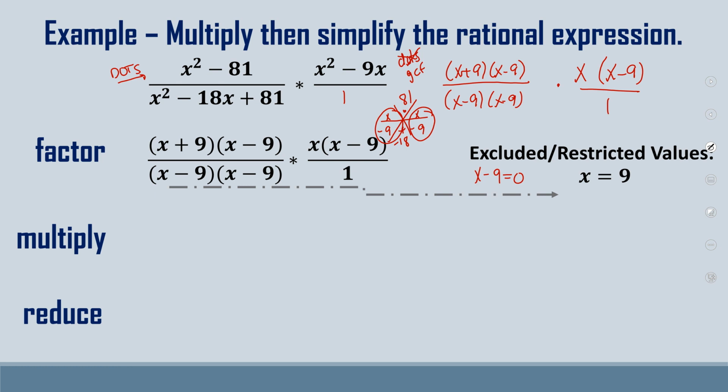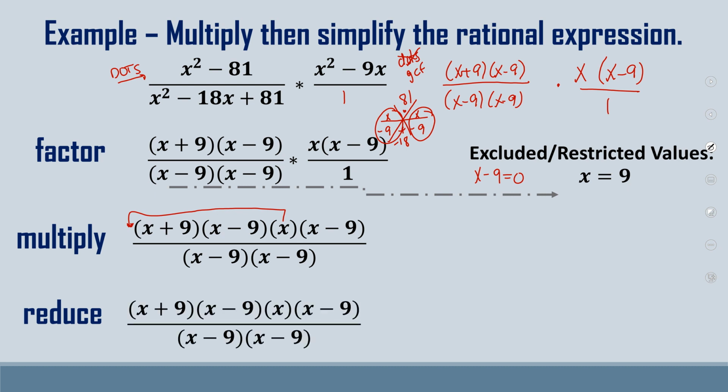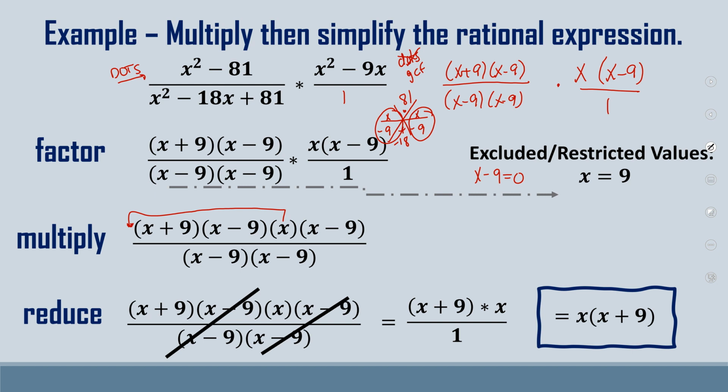Okay, now multiply it all together. And I didn't change the order of anything. Normally, I would take that x that's by itself and I would put it in the front, but it truly doesn't matter because now we're going to reduce. Okay, what are common factors? That's right. I got an x minus 9 I can reduce. And I have another x minus 9 I can reduce. So what does that leave us? That leaves us with an x multiplied by the quantity of an x plus 9 all over 1 or just x multiplied by x plus 9. There you go. You got that one.